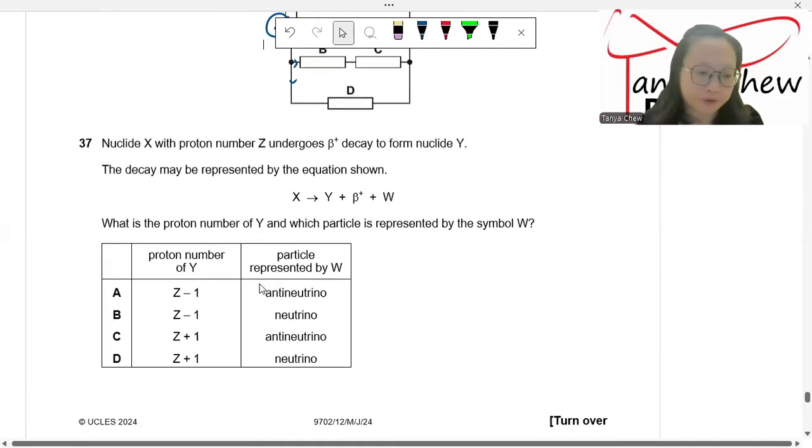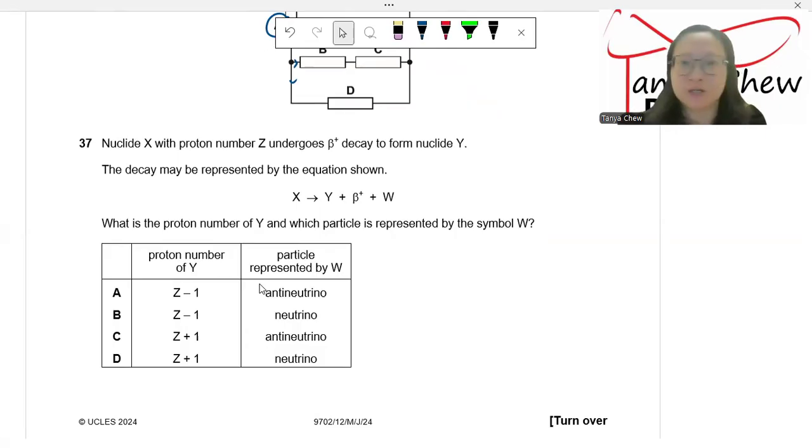Question number 37. Nuclide X with a proton number Z undergoes beta plus decay to form nuclide Y. The decay may be represented by the equation X goes to Y plus beta plus plus W. What is the proton number of Y and which particle is represented by the symbol W?